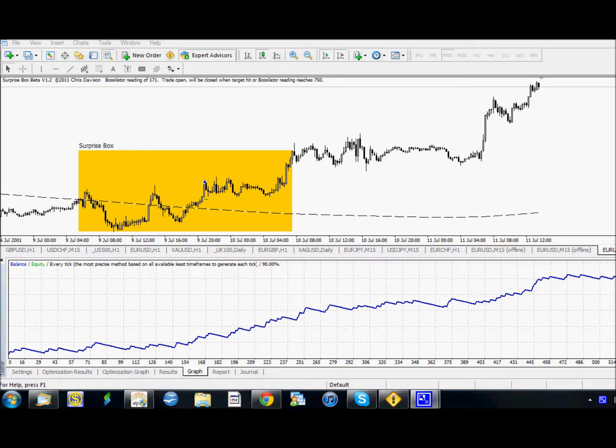Hi, it's Chris Davison, and I want to take you through some testing we're doing on an EA which trades a surprise trade, which is Rob Booker's trade for very early on in the Boscillator range when price is just beginning to move away, wrap itself around the 800 simple period moving average, and then move away.